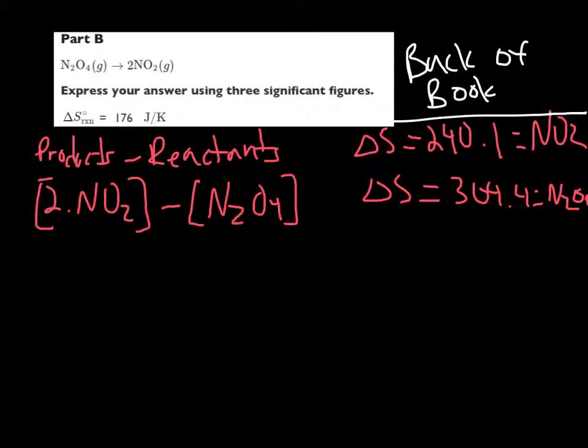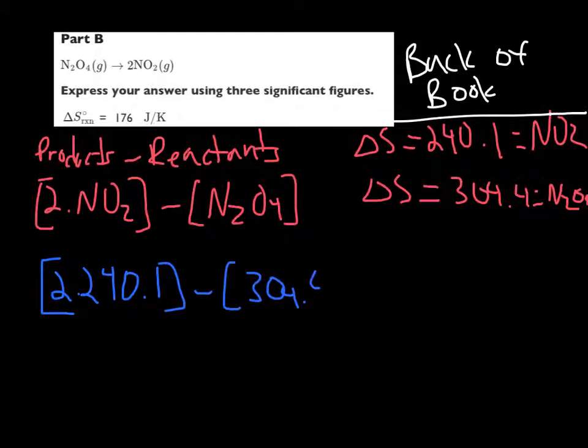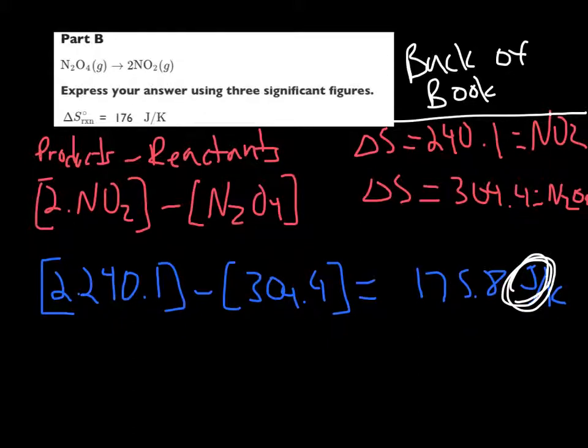We have 2 multiplied by 240.1, because remember, products come first for this part, minus 304.4. When I calculated that out, I got a value of 175.8 joules per Kelvin. It's very important to remember that this is in joules, so when it comes to Gibbs free energy, we're going to have to convert that, right? Alright, so let's go to part C of this problem.